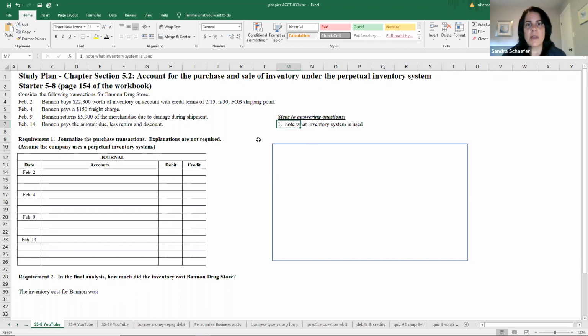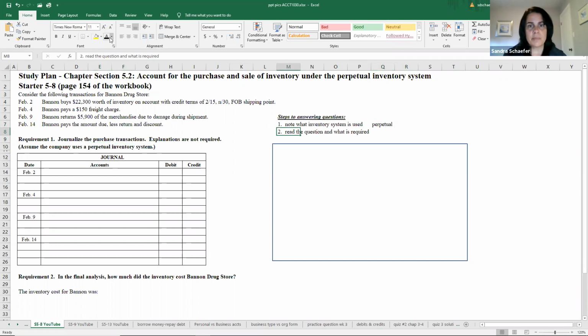First, note what inventory system is used. It's important to understand whether you're using the perpetual or the periodic inventory system, because that will determine the types of entries that you're doing. So in this case, the system that we are using is the perpetual inventory system, and it tells you here in the question that the company uses a perpetual inventory system.